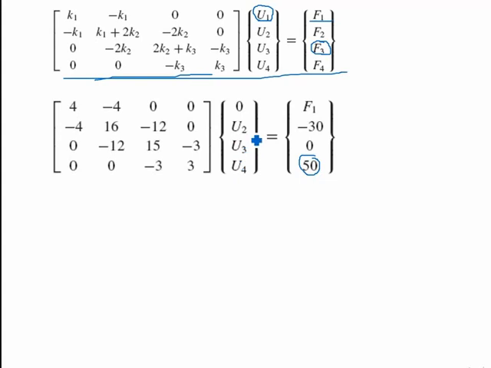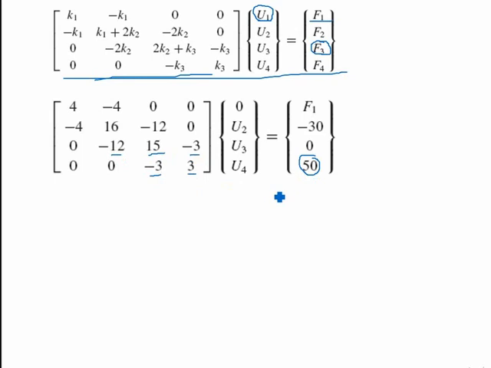Now for calculation of U2, U3, U4, what you have to do? Here you write the second equation: minus 4 into 0, 16 into U2 minus 12 into U3 is equal to minus 30. Now third equation: minus 12 into U2, 15 into U3, minus 3 into U4. Next, minus 3 into U3 and 3 into U4 is equal to 50.